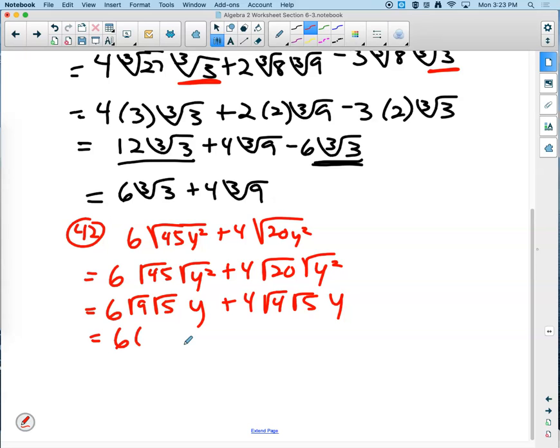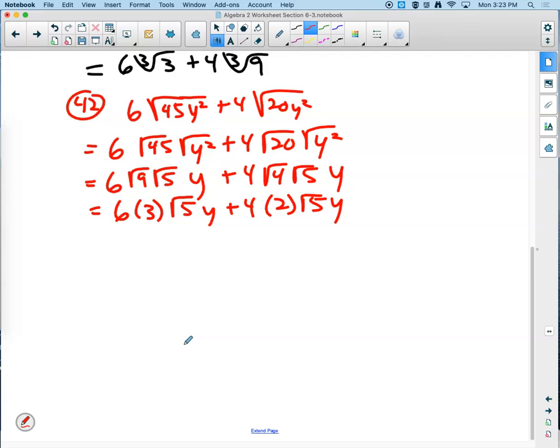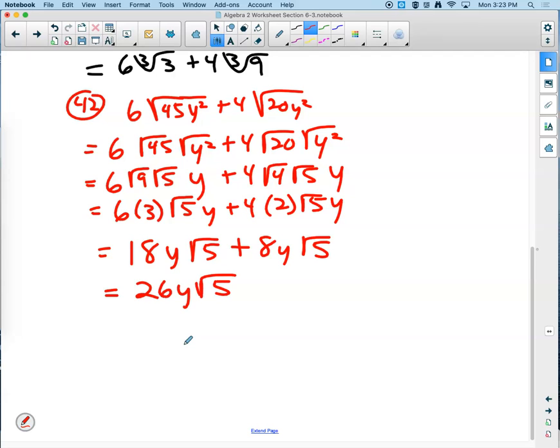And let's go back and find the square root of 9 is 3, and the square root of 4 is 2. So this will give us 18y square roots of 5 plus 8y square roots of 5. And 18y plus 8y is 26y square roots of 5. And again, they said not to worry, assume all variables are positive. So I think that should be enough for worksheet 6.3, day 3.